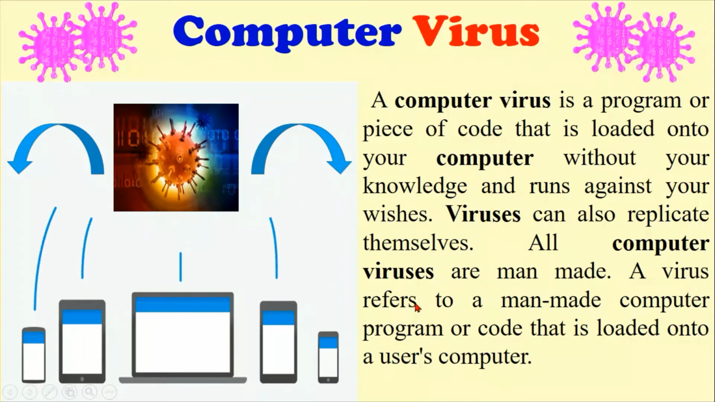Number one, computer virus. That is a kind of malware also. A computer virus is a program or a piece of code that is loaded onto your computer without your knowledge. It could come into your computer system through email, through unwanted copying of software from an irrelevant source, or from downloading something from the internet, without your knowledge, and it runs against your wishes. Viruses can also replicate themselves. Replicate themselves means the virus file could multiply itself.